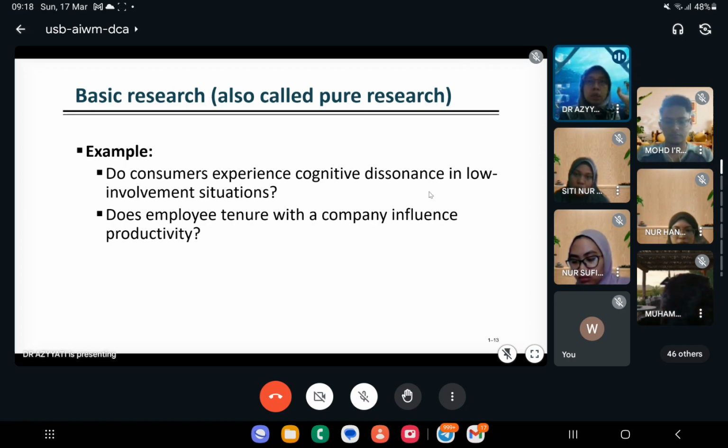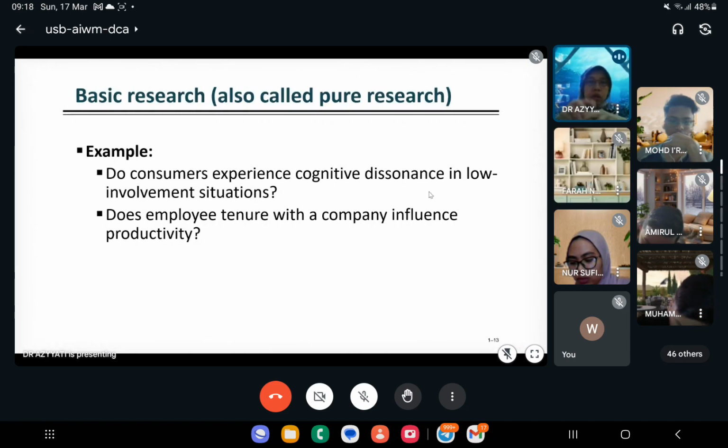So your perception towards that product or any services offered by the company, you have doubt of it, so that's why you are in a low involvement situation, rather than deciding either to buy or not to buy. Sometimes you have a conflict within you, either to buy or not to buy, right? So you yourself experience cognitive dissonance and it will lead to low involvement. So this will be a basic research.